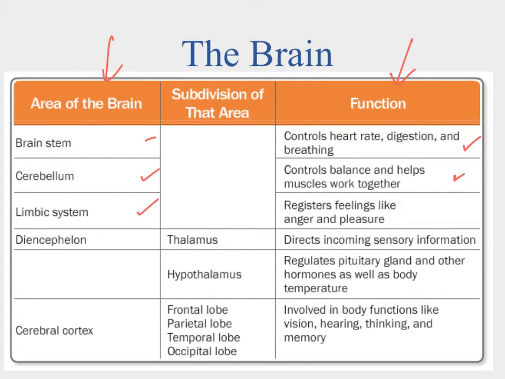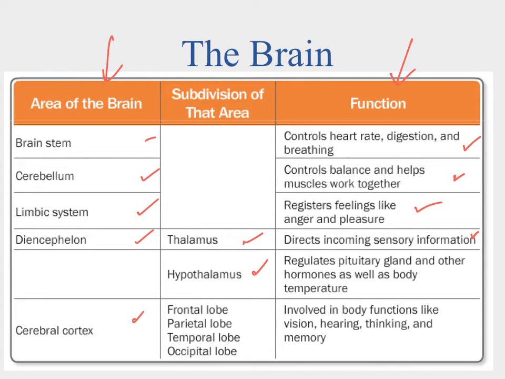We have the limbic system, which is where we generally focus our emotions, and especially the stronger ones like anger and pleasure. In the diencephalon, we have the thalamus, which directs the incoming sensory information. So it works as a filter and tells it where it needs to go. We also have the hypothalamus, which regulates a lot of our endocrine system, our glands, and modifies our body temperature, kind of maintains that homeostasis that we talk about often.